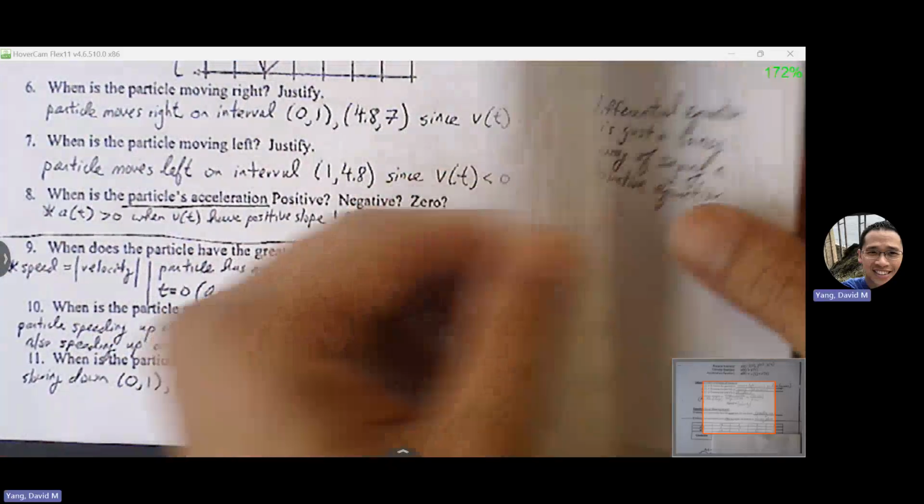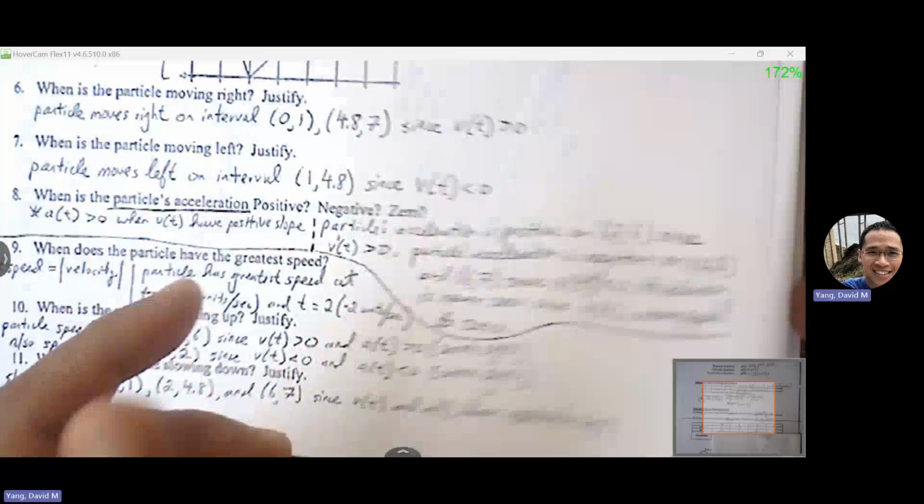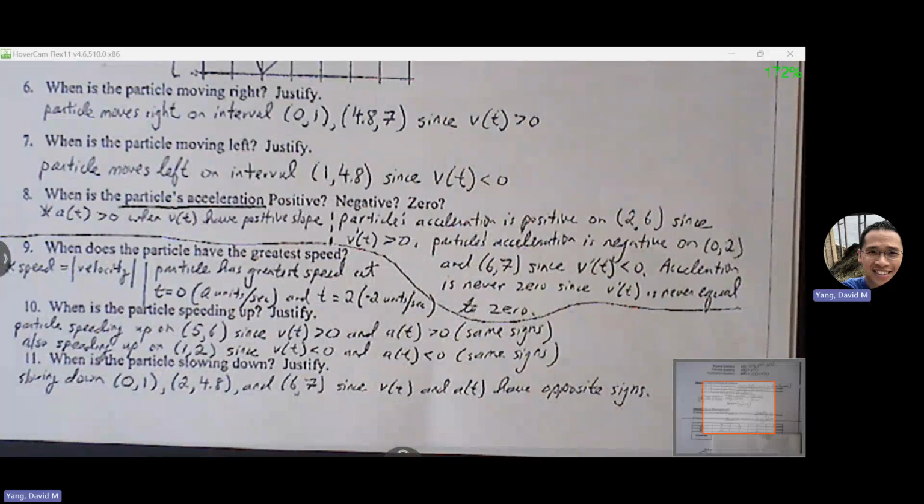So your homework, just page 1 through 4. This will be due on Wednesday, since tomorrow you guys are going to be preparing for, you'll be taking your test.